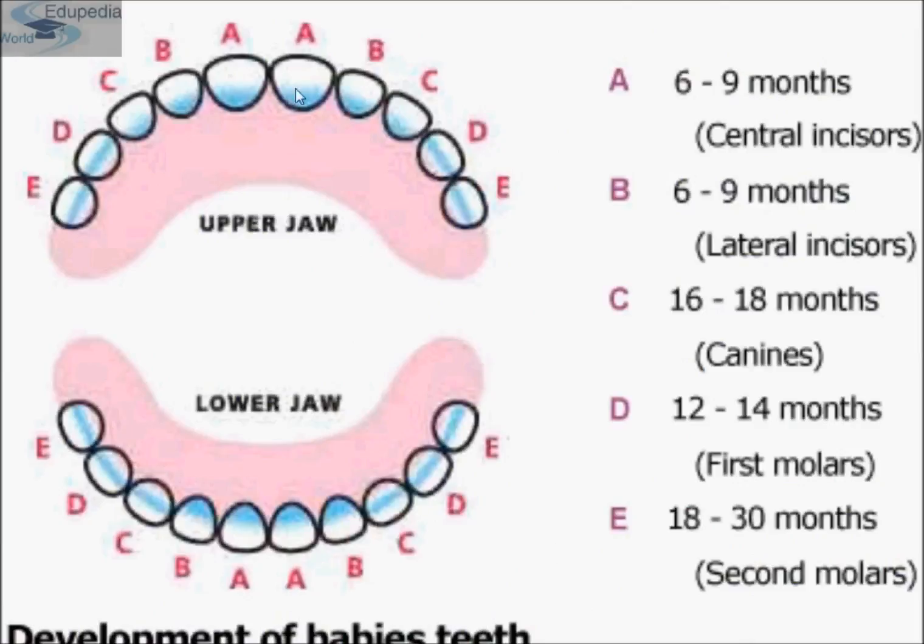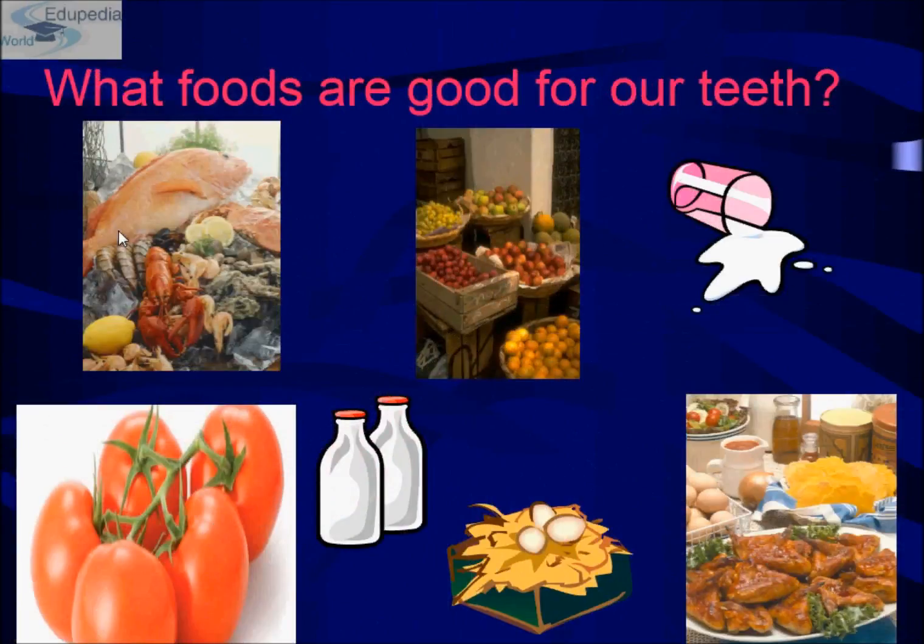This is incisor, which is denoted by A. It occurs by 6 to 9 months. Okay. And B, this B and B, they are lateral incisors. C and C, they are canines, and D and D, they are first molars, and E and E are the second molars. What foods are good for our teeth?